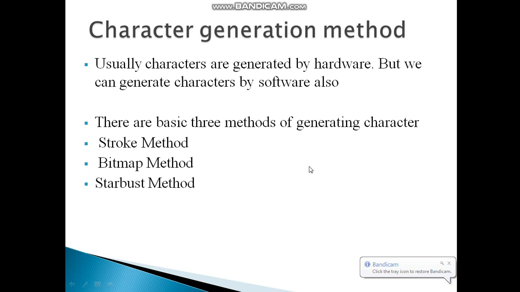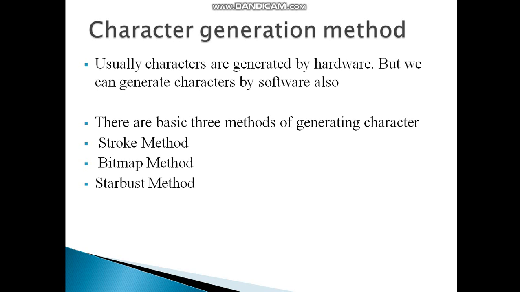Hello everyone. So today's topic is character generation method. Today we have discussed various character generation methods. So usually characters are generated by hardware, but we can generate the characters by software also. So here firstly we know that the letters, numbers and other characters can be displayed in a variety of different styles, and that is called a font.